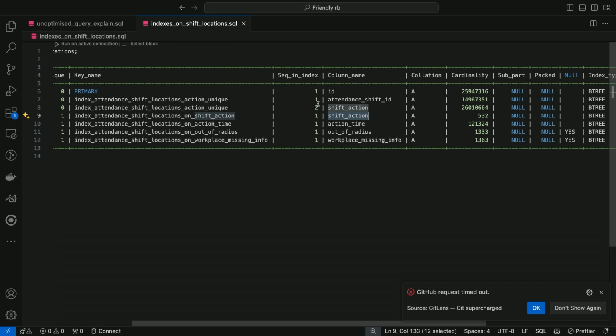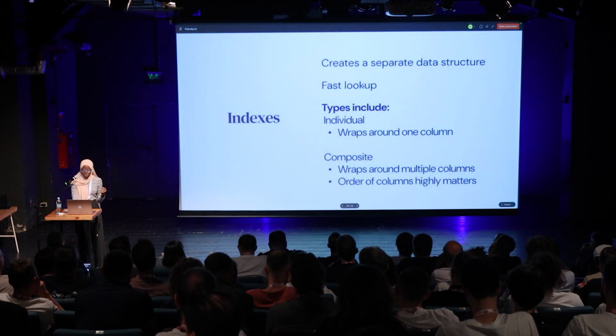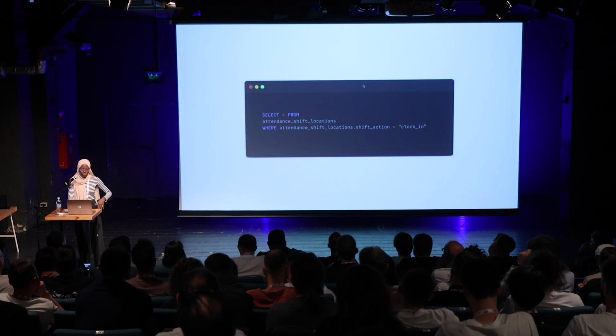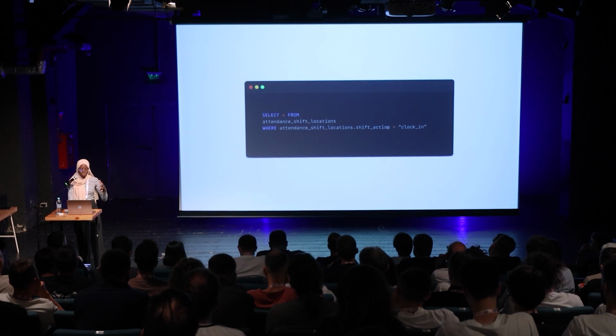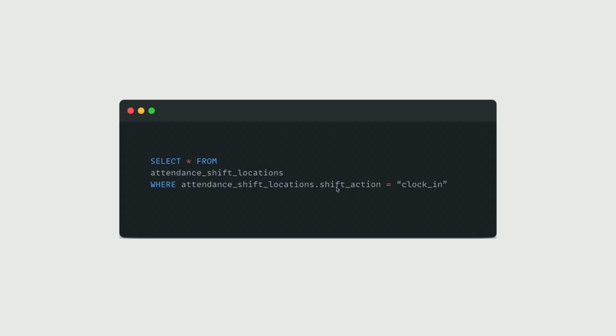Another thing you need to keep in mind is that the sequencing in an index, like I said, the ordering of columns within composite indexes, is also very important. The attendance shift ID comes first in this composite index, while the shift action comes second. So for example, if I decided to run this particular query, give me all shift locations where the shift action is equal to clock in, what particular index do you think SQL will choose in this case? You can see that we are querying the column shift action.